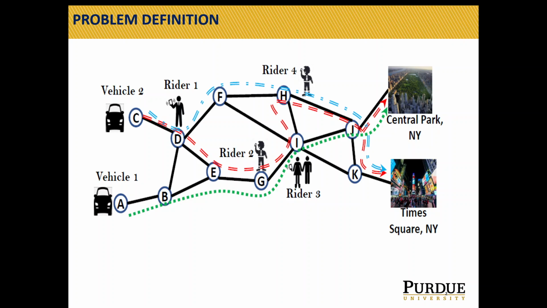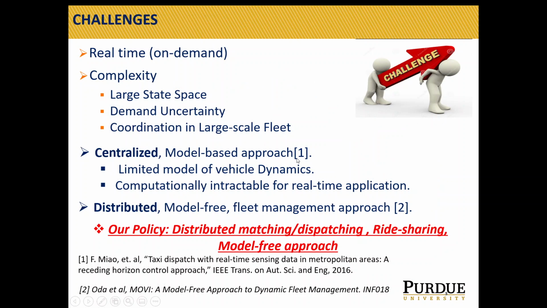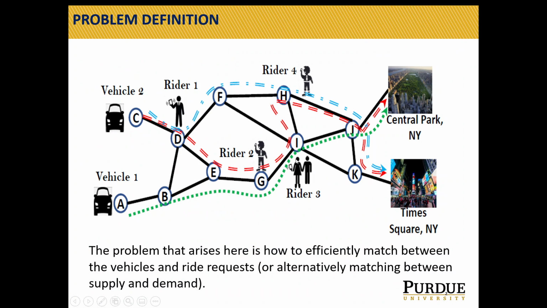The destination of rider 1 and 4 is the Times Square, while the destination for rider 2 and rider 3 is the Central Park. The problem that arises here is how to efficiently match between the vehicles and ride requests, or alternatively matching between supply and demand. This is important to optimize for user satisfaction and for better ride-sharing services.